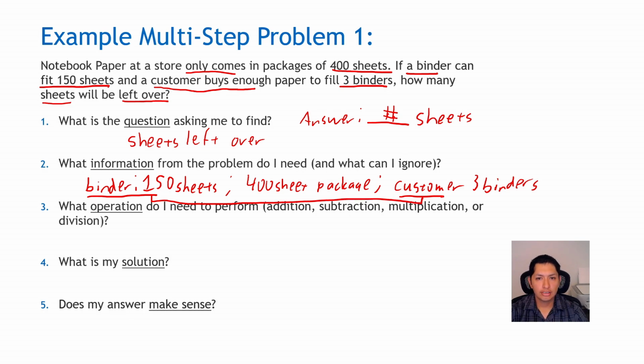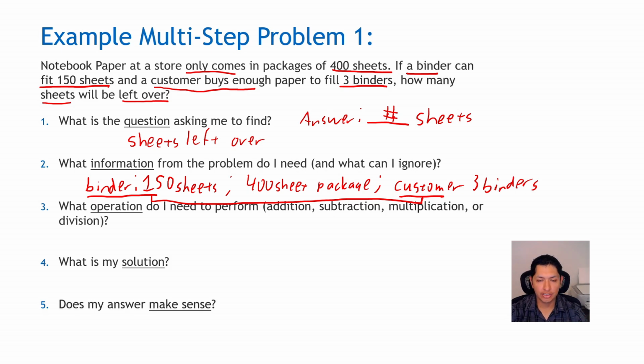Okay? So all of this information actually seems relevant to me. I need to know how many sheets come in a package. I need to know how many sheets fit in a binder, and I need to know how many binders we are talking about here. So actually, in this case, all 3 pieces of information are necessary. And like I said, not always will the GED test give you extra information. Sometimes you'll need all of it. And what it's testing you is for you to recognize it. Can you decipher what information is needed and what information is extra, if any? So I'm going to say that I need all of this information.